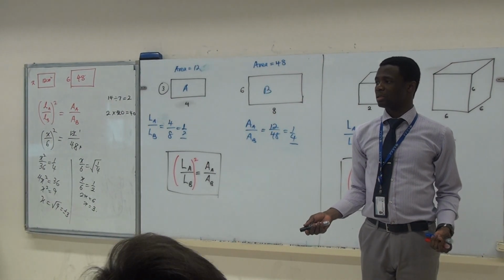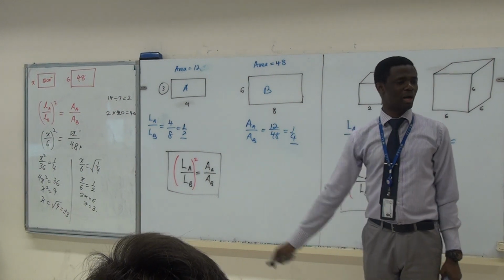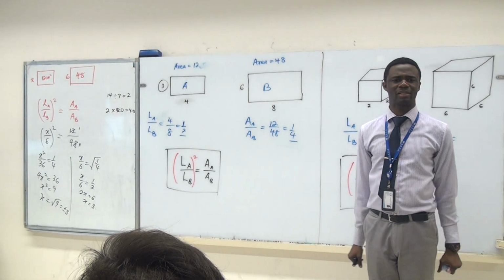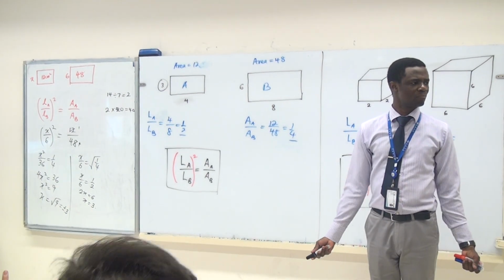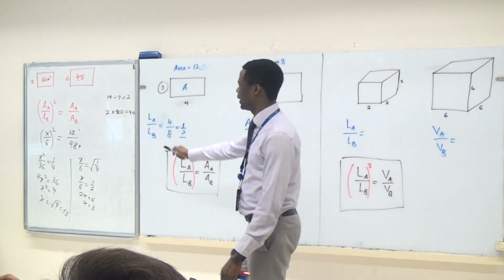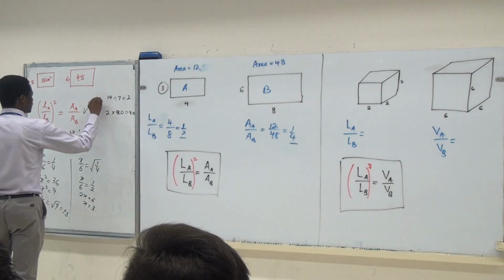But you can't have negative. I cannot have negative 3. Why? Because it's a length. It's a length of a side. You don't say the length of a side is negative. What does that even mean? There's no negative length. Do you understand? Alright.